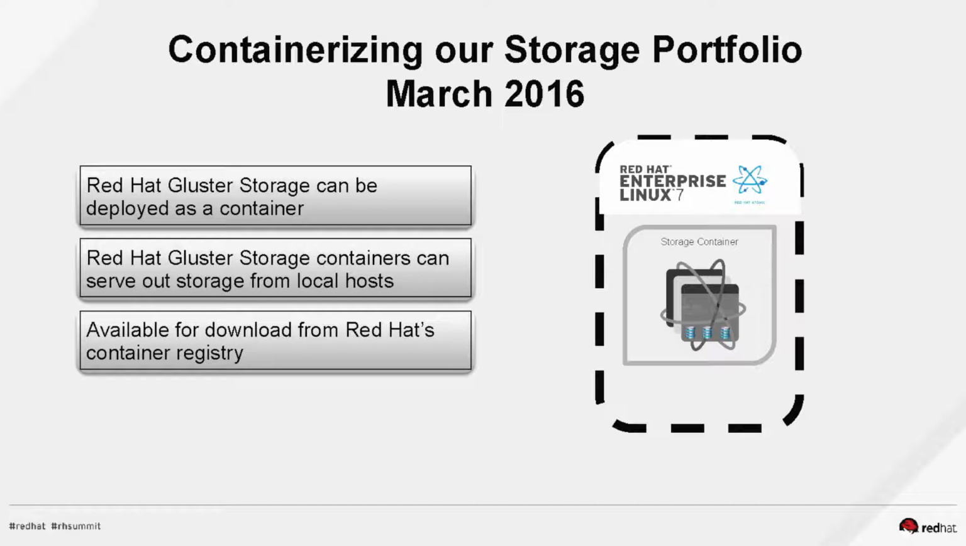The next thing that we did is we containerized Gluster FS. Traditionally when you consume Gluster FS, it's an RPM. And so we now offer container images for Gluster FS. That has been GA since March 2016, and you're able to obtain those from the Red Hat registry.